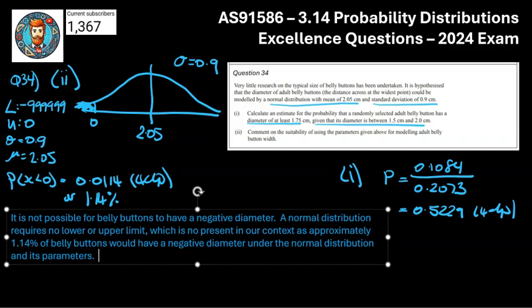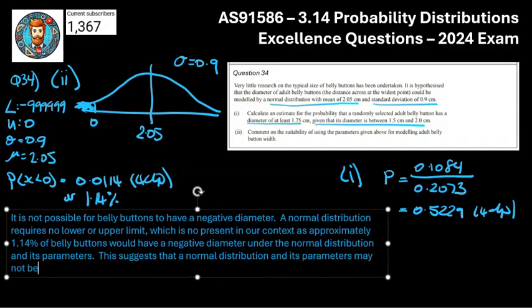I now need to clearly answer the question about the suitability. So this suggests a normal distribution and its parameters may not be suitable for modeling adult belly button width.